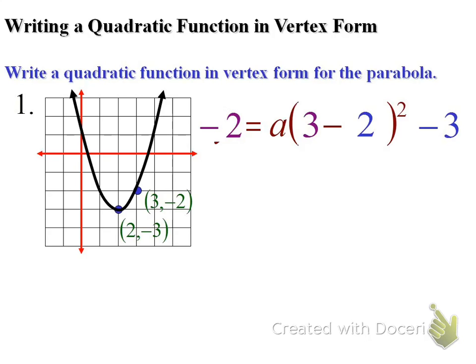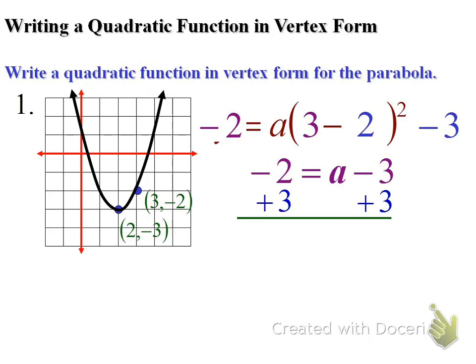What's the only thing we're missing? A. When you're down to one variable, you are ready to solve. So we can go ahead and solve this. You would do 3 minus 2. 3 minus 2 is 1. 1 squared is 1. So that's how I ended up at that next step. Do you guys know what a is going to end up being? 1. When you add the 3, you get that a equals 1.